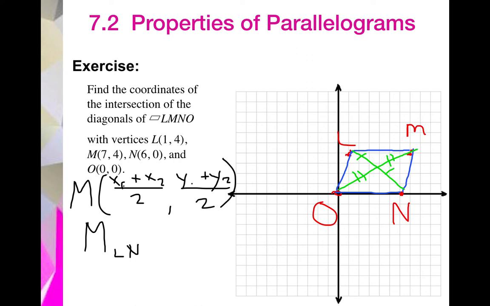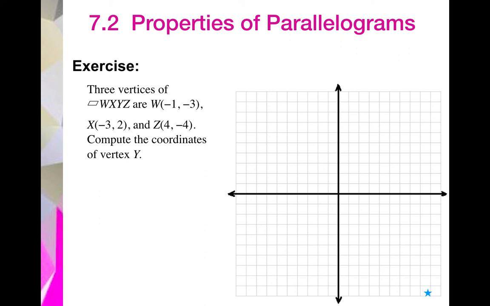Let's look at this next problem. We have a parallelogram WXYZ, but we're only given 3 of the points. The first point is -1, -3, which is around here, and that's W. We have X, which is -3, 2, which is here, so that's X. And then we have Z, which is 4, -4, which is right around here.